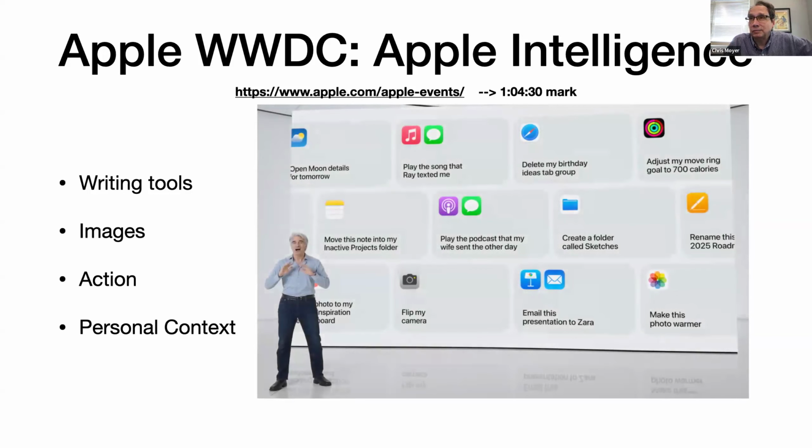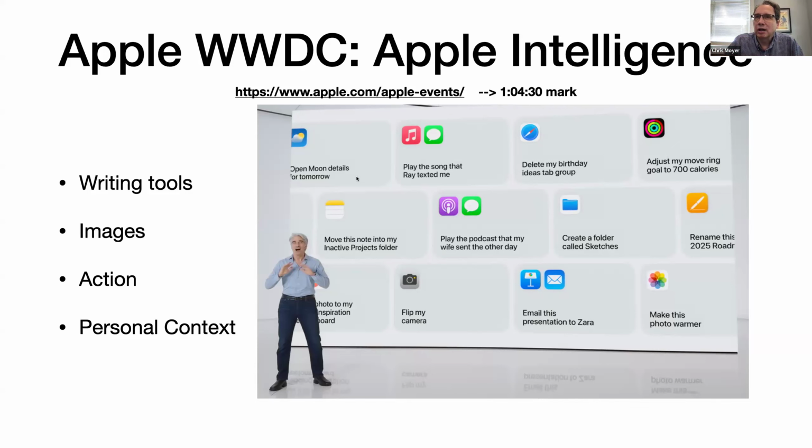Action stuff. So you can say, play the podcast that my wife sent the other day, or create a folder called sketches, or email this to that. And you can refer to people by name. And if you say, I'm thinking about having a meeting, and during this meeting, I'd like these things to happen, or these people to be invited, you can sort of chain events, and it will recall the last thing you were talking about. So if you first say, Fred Flintstone, and then you refer to him later as him, it'll know what you're talking about. And so you don't have to be super explicit. So all these sorts of actions are now going to be enabled with this.